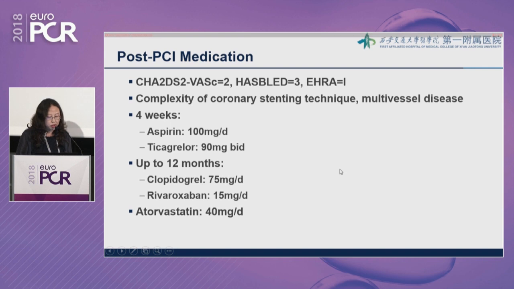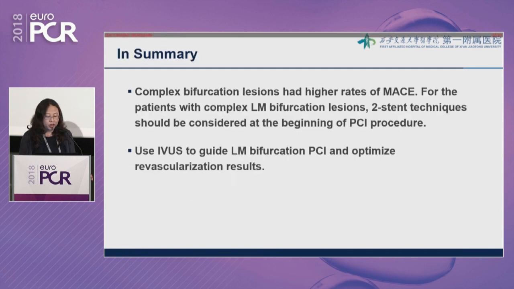Another point of this patient is post PCI medication. Because the patient has atrial fibrillation, we calculated CHA2DS2-VASc, it was 2. HAS-BLED was 3. And considering the complexity of the coronary stenting technique and multivessel disease, for the first 4 weeks I gave the patient DAPT therapy, aspirin 100 per day and ticagrelor 90 twice a day. And 4 weeks later, I changed to clopidogrel 75 and rivaroxaban 15 per day. So far, it has been almost 4 months and the patient is doing very well. Thank you very much.